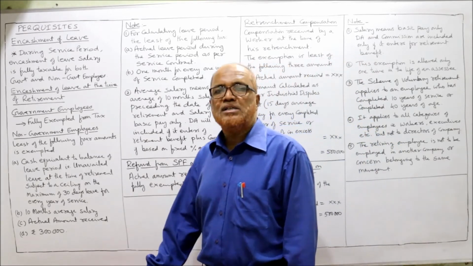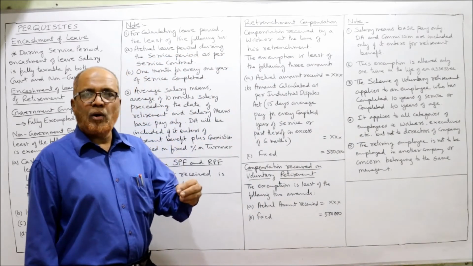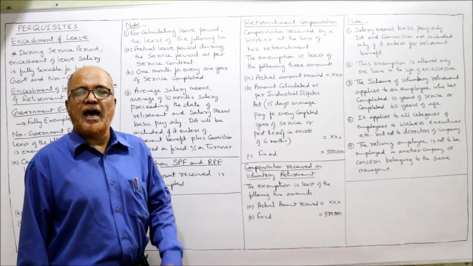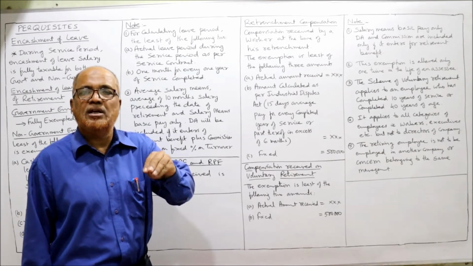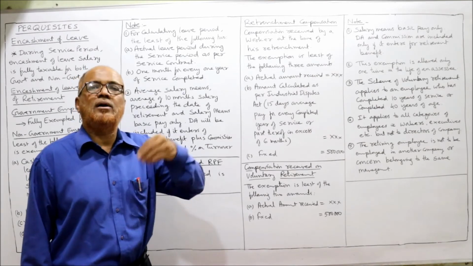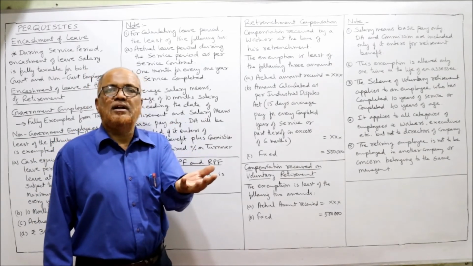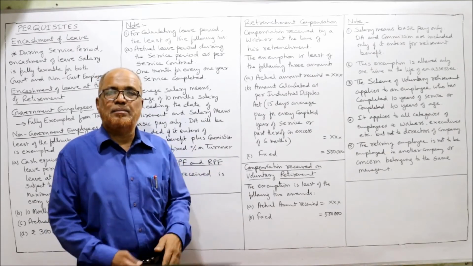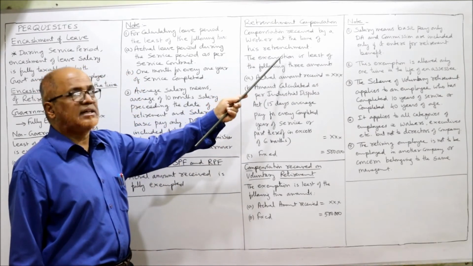Next point is retrenchment compensation. When the employer retrenches the worker, the employee, and at the time of retrenchment some compensation is paid by the employer to the employee. Now the compensation received at the time of retrenchment of the employee, how much is taxable, how much is exempted? Now we are going to study the compensation received by a worker at the time of his retrenchment.